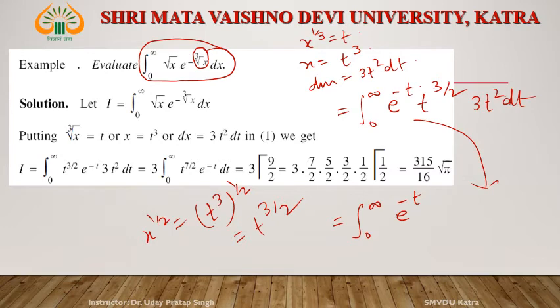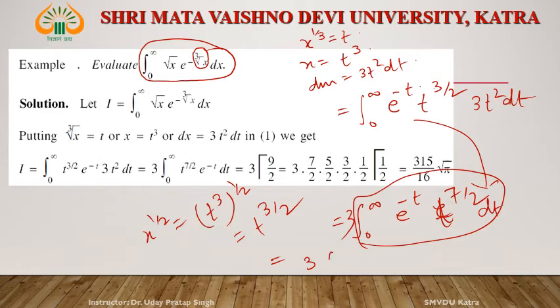That is 7 by 2. Sorry, t to the power 7 by 2 into 3. Okay, then this becomes 7 by 2, we can write it t to the power 9 by 2 minus 1. Okay, then 3 integral 0 to infinity e to the power minus t, t to the power 9 by 2 minus 1 dt. Then we know that this is gamma 9 by 2, so 3 into gamma 9 by 2.